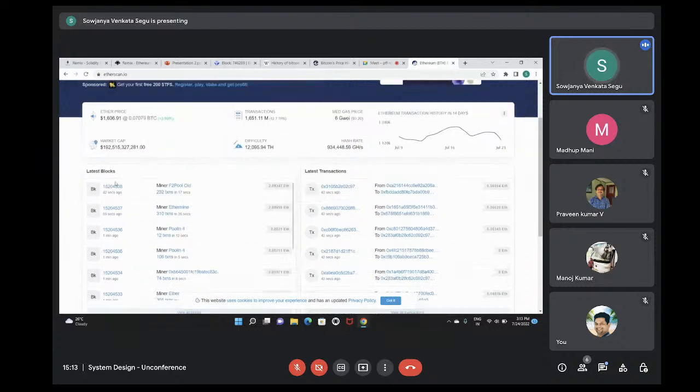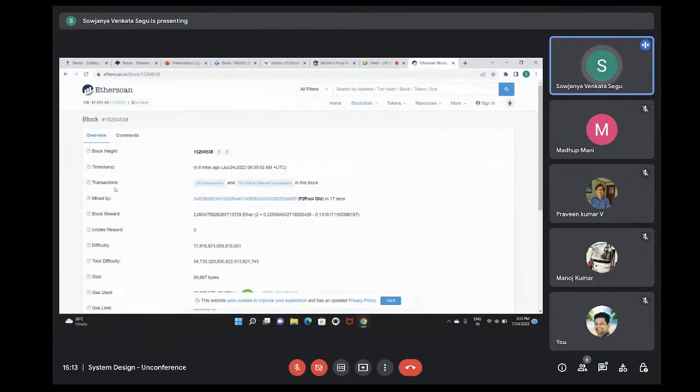These are the blocks. If we see, the block time in Ethereum is 15 seconds. This is the block height, timestamp, transactions. Here we have 232 transactions, which means these are Ether transactions. Somebody is transferring Ether to somebody.